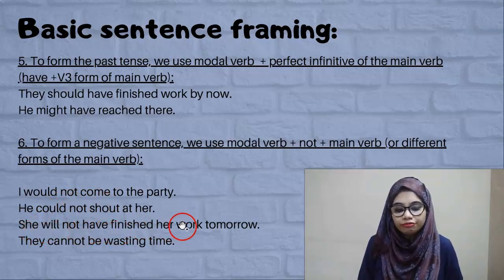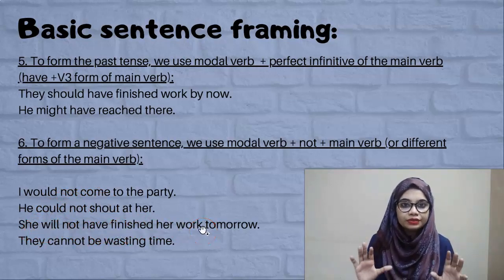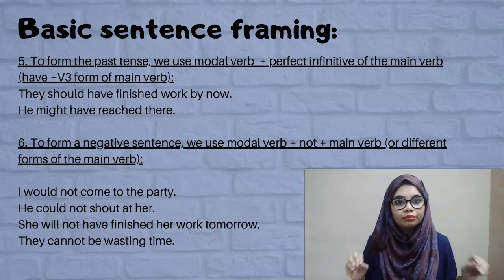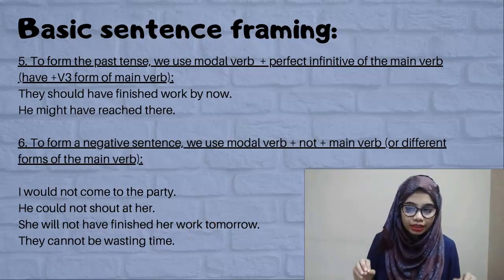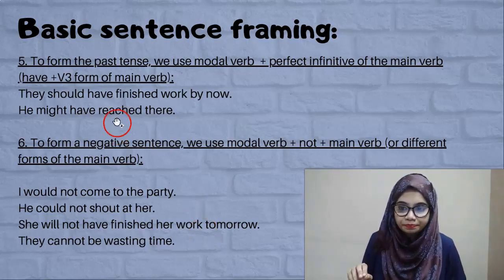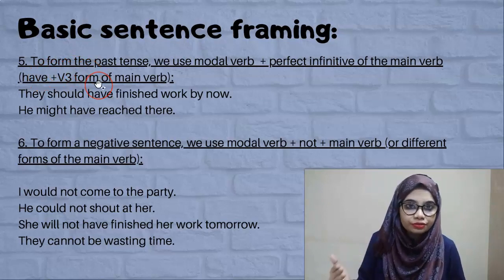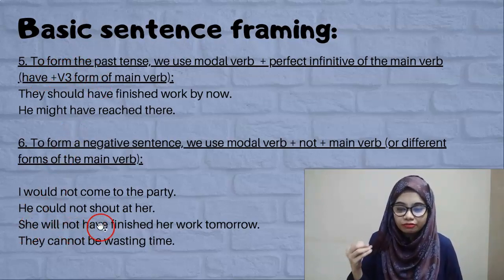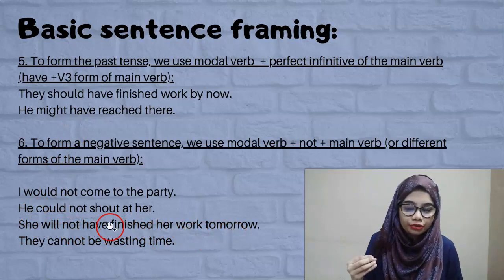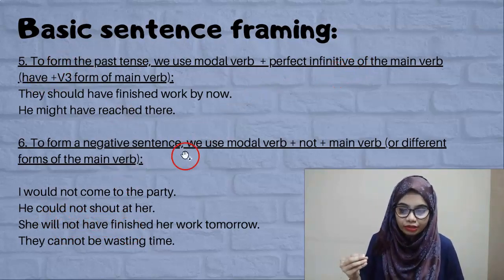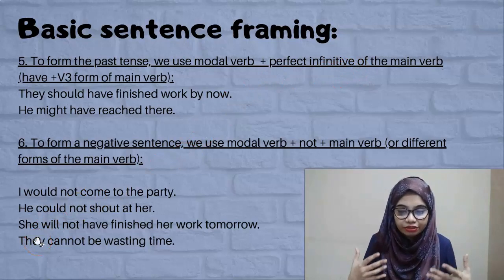She will not have finished her work tomorrow. So as we saw, we can also use some other form of the main verb. In this case we have used the form which we saw in number 5, have plus V3 form of the main verb. She will not have finished her work tomorrow. Will is the modal verb, not is for negative, have finished is from here, which is the perfect infinitive form of the main verb. She will not have finished her work tomorrow.